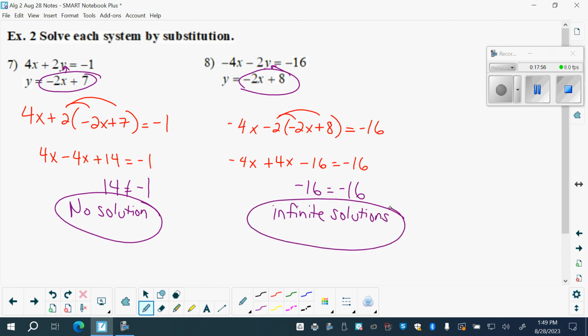So no matter what I put in there for x, I'm going to have a y value that will go in, and any other x value can have a y value that will work. Any point will work. Okay, can I get somebody to pass out the worksheet, please? And then I will go around and check.